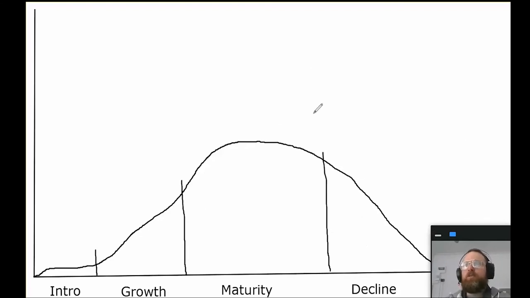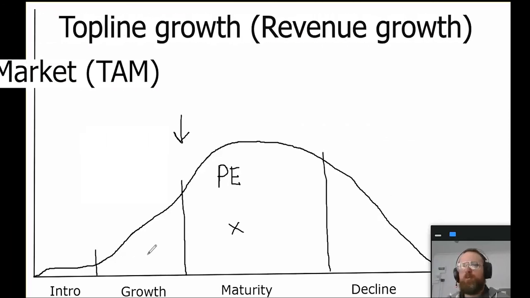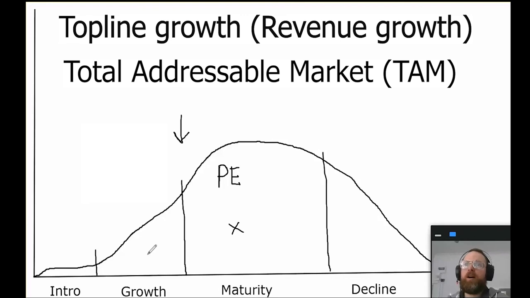When is a good time to use the PE? PE, generally speaking, is best used for companies in the mature phase. So we can do a PE somewhat reliably based on its earnings and its current share price. For a growth business, the PE isn't exactly the best metric, and it's not really the metric I'd use. I'd be looking at top line growth, revenue growth, the total addressable market in terms of how much market could they potentially get, and how much have they got currently.